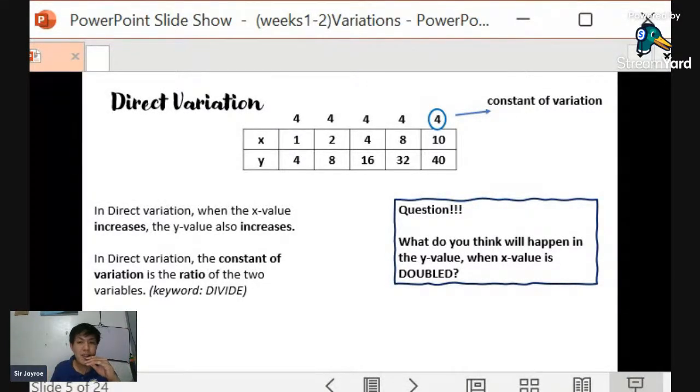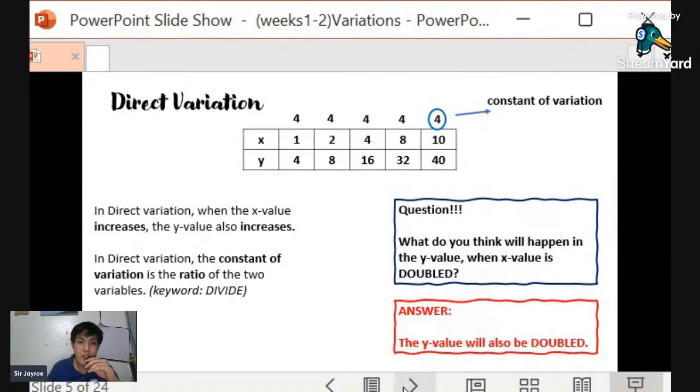So what will happen if it's tripled? Pag na-triple yung x, of course yung y value mati-triple din. So pareho lang ng mangyayari. So that is for direct variation. So don't forget that. Direct variation, pareho lang na magiging change. So the y value will also be doubled.